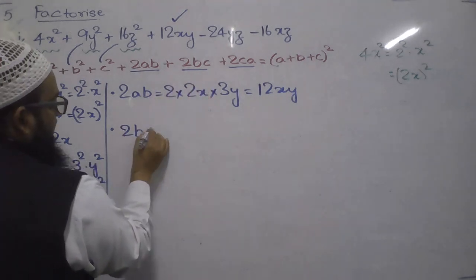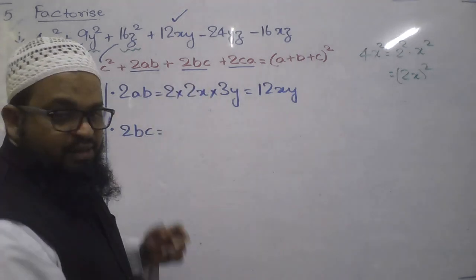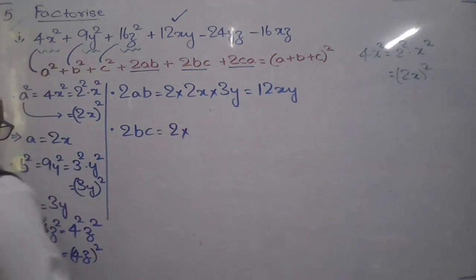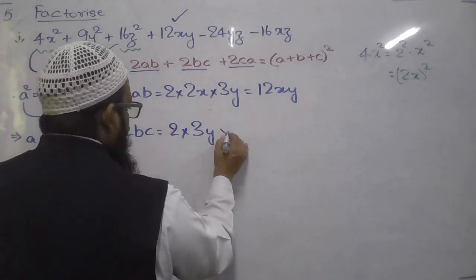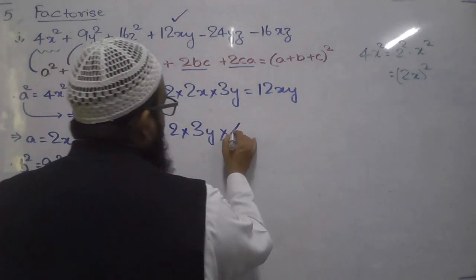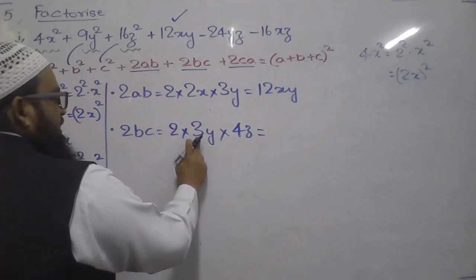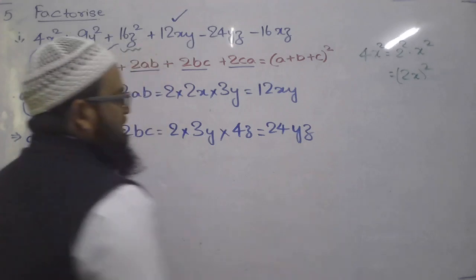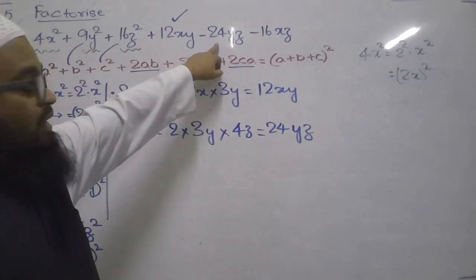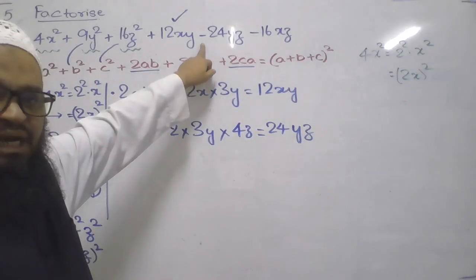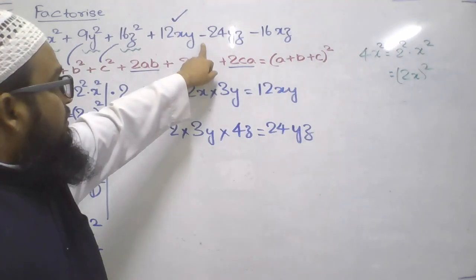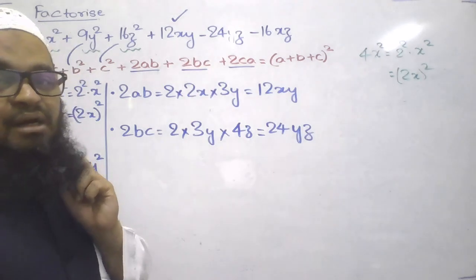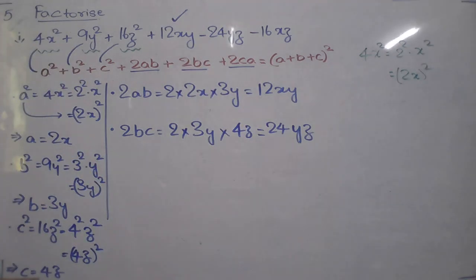2bc. This is very important, my dear students, please listen. So 2bc. So you have 2 times, what is b? 3y times, what is c? 4z. So that equals 2 3s are 6, 6 4s are 24yz. So does it satisfy 24yz? Here the term satisfies, but the sign doesn't satisfy. And when I come to the last term, it is also minus 16xz.